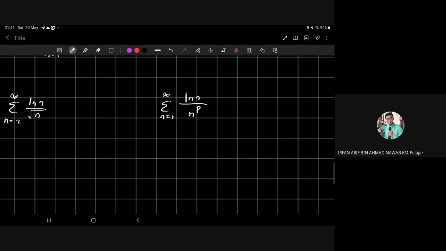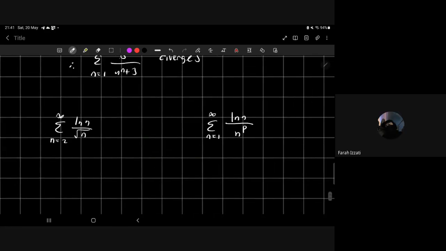Oh wait, can we do that? Wait, P. I need to recall a bit. Less than one. It has to be larger. Oh yeah. I don't think you can use the comparison test for this? Because you limit. Oh yeah, I believe we can.